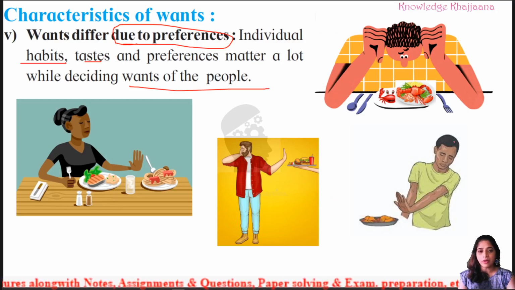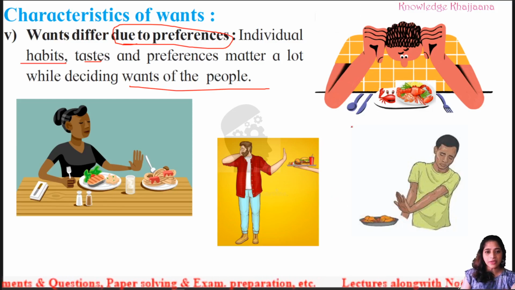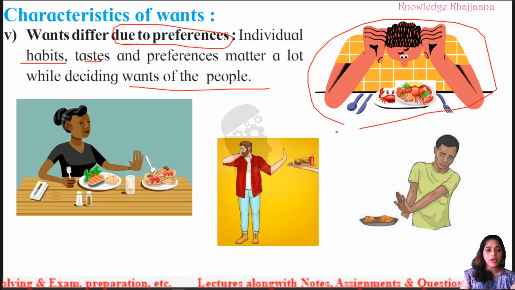See, for example, a person who is 100% vegetarian or a vegan, and a delicious dish in which crabs and prawns have been served to him. Will he like it? Would it be his want? Would this dish full of crabs and prawns, the delicious dish, satisfy his want? No, because his preferences are different.